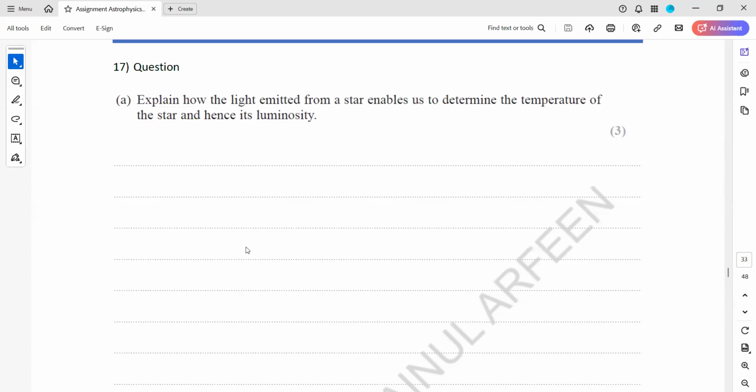So first, when we receive the radiation from the star, we determine the lambda max. What is the meaning of the term lambda max? Lambda max does not mean the maximum wavelength of the radiation. Lambda max means it's the wavelength for which intensity is maximum. So the wavelength at which maximum intensity is there, we call that lambda max.